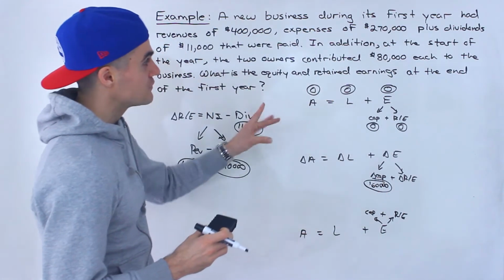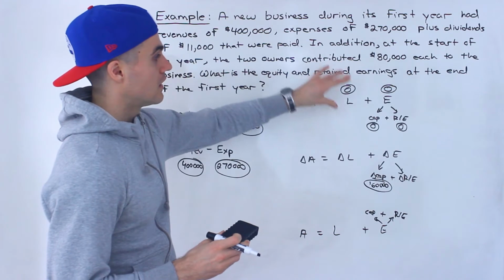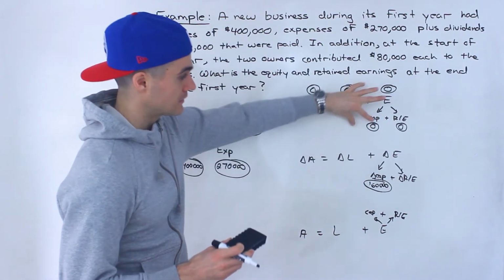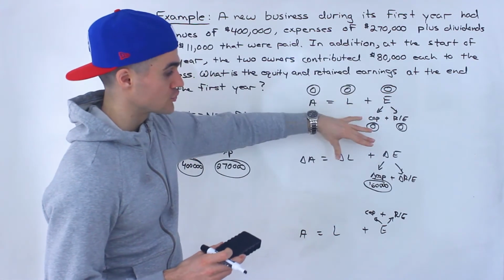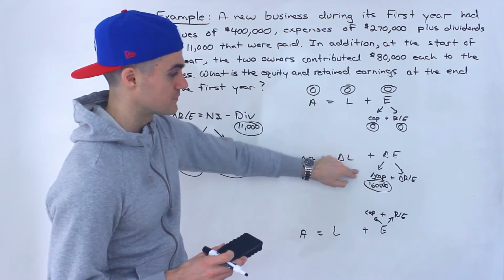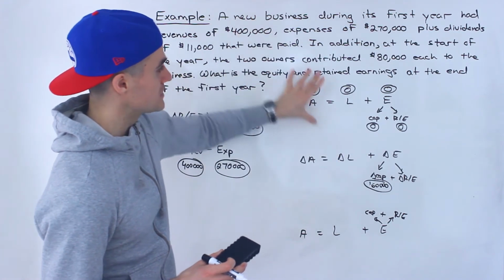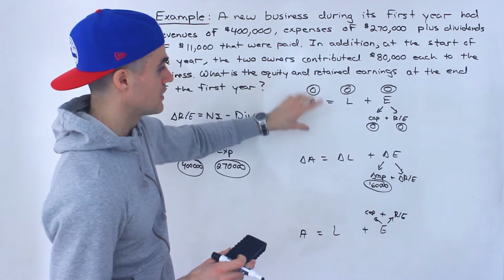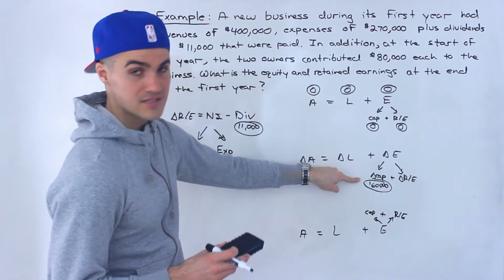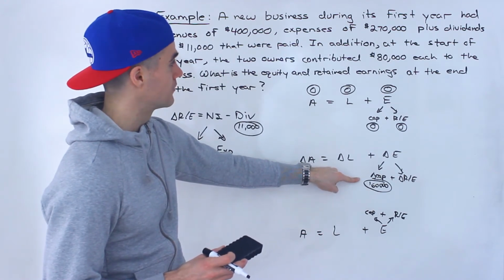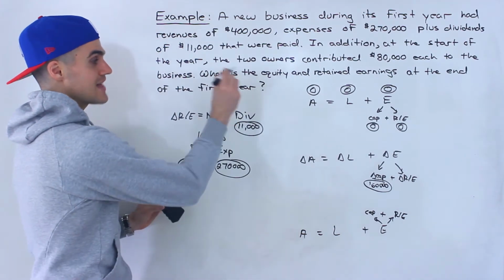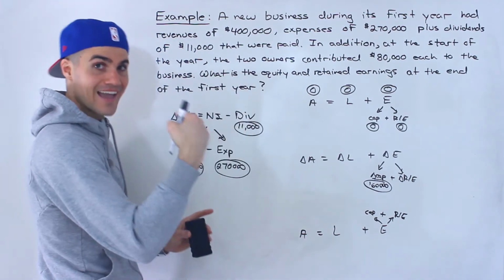Now, if the question gave us information about the starting capital at the beginning, then there would be a number here, and then a further contribution within the year, then that number would go here, then there would be two numbers over here. But because it was a new business, I just assumed this was zero, and then that contribution made by the owners, I put as a change in capital over here. And that's all the information we're given, and what they're asking for is what is the equity and retained earnings at the end of the first year.